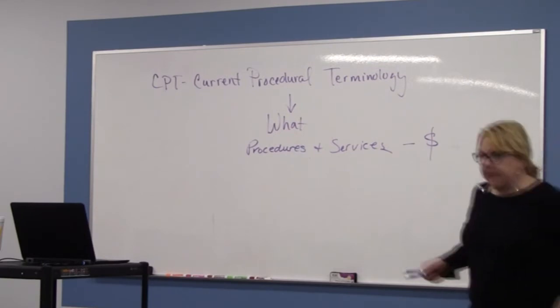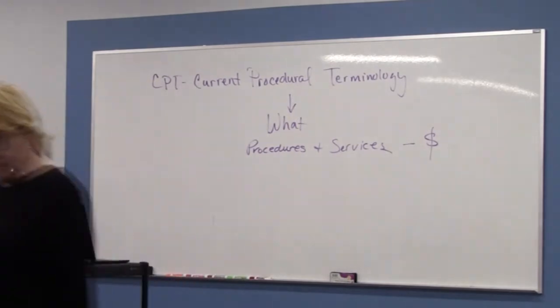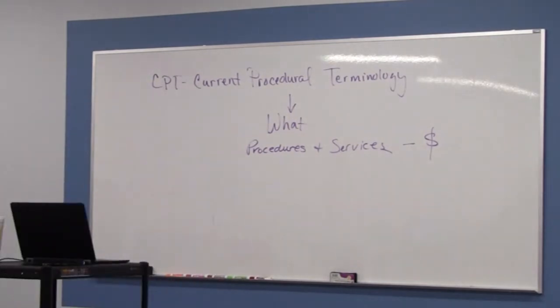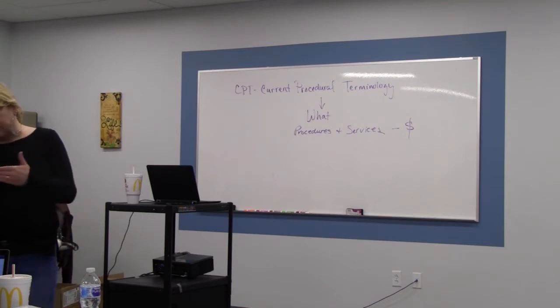So I submit a claim. I say that you had an office visit and an x-ray, okay? These come out of here. Then I add an ICD code for why you had an office visit and an x-ray. You had an office visit and an x-ray because you had a sore wrist. Okay? Those things go together.